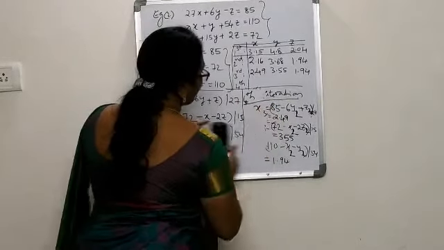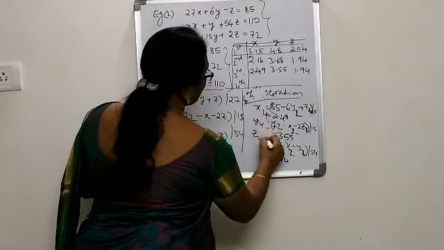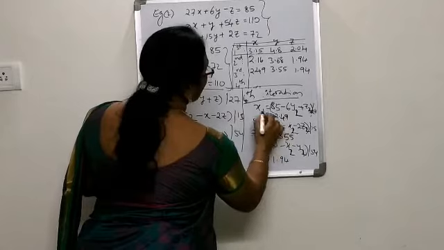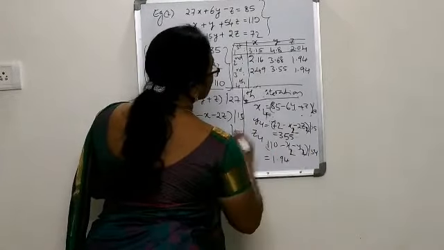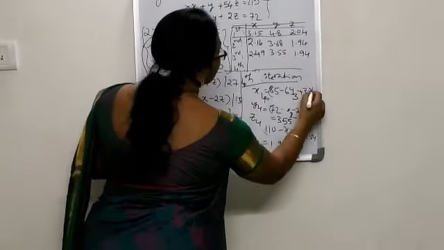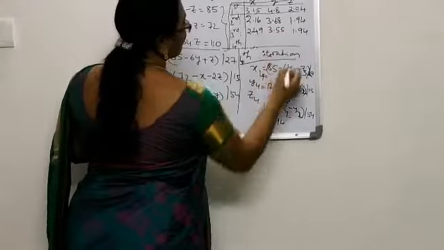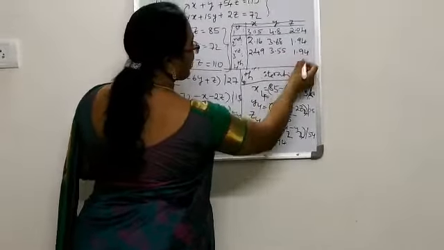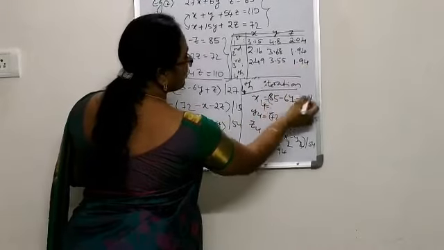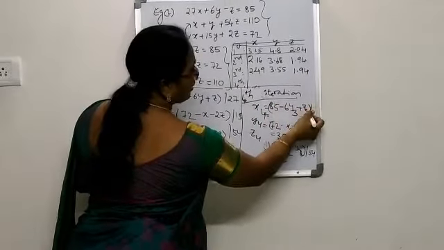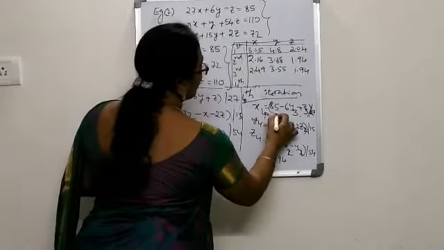Here we get the values of x4, y4 and z4. To get the value of x4, we have 85 minus 6y3 plus z3 by 27, where y3 is equal to 3.55 and z3 is equal to 1.94. Placing the values of y3 and z3 here, and after dividing by 27, we get the value of x4 is equal to 2.42.